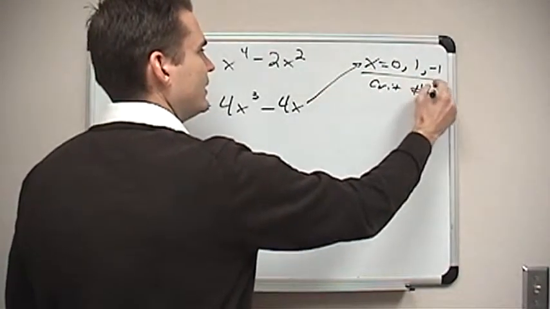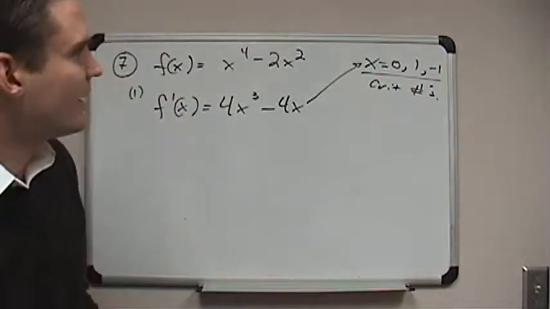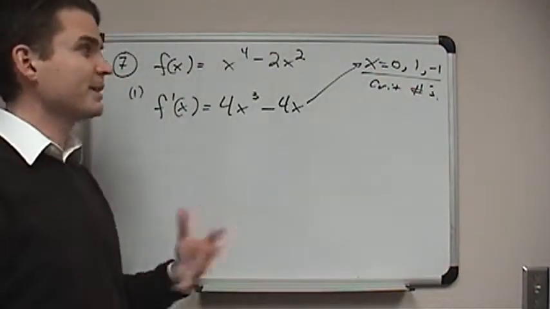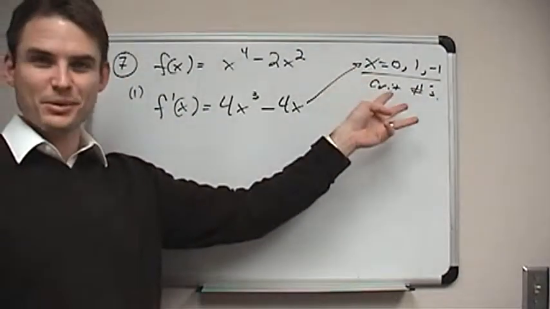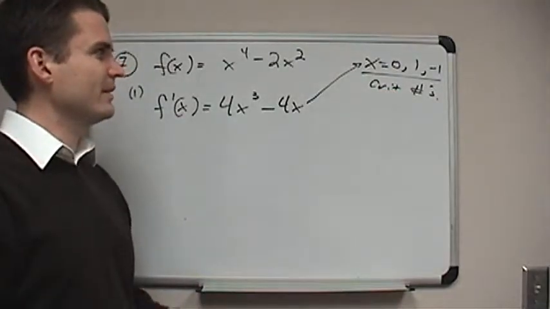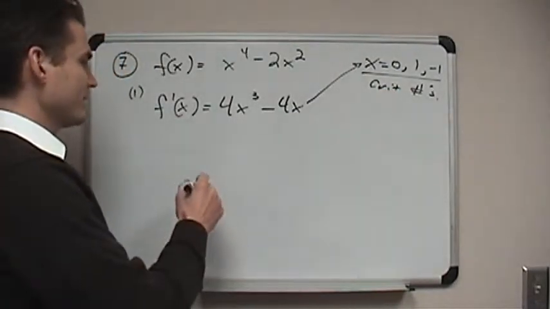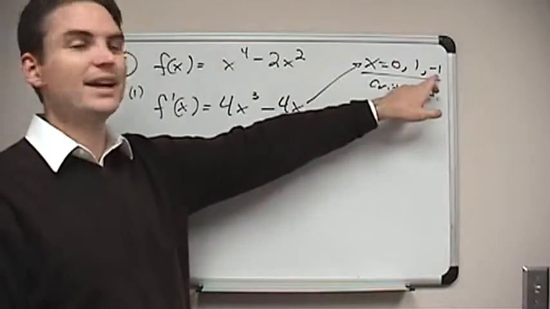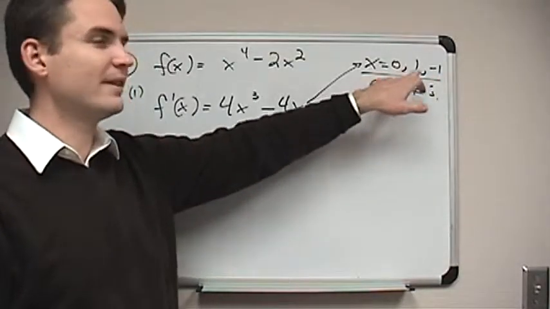Now the theory in the book is this: our function can only change from increasing to decreasing at these 3 points. So, for example, what does that mean? Well, if you look at the numbers in order, they're negative 1, and then 0, and then 1.